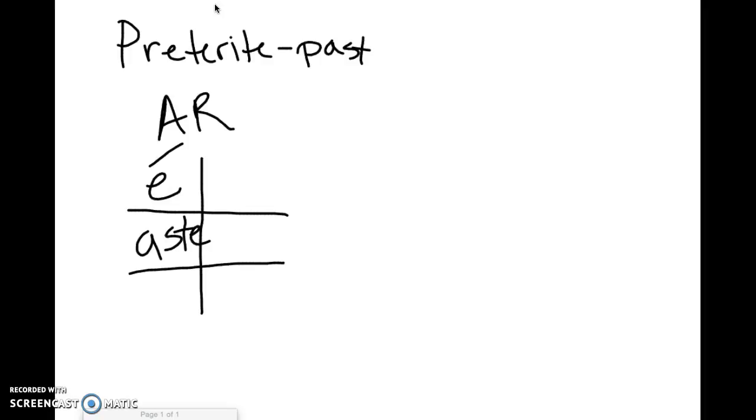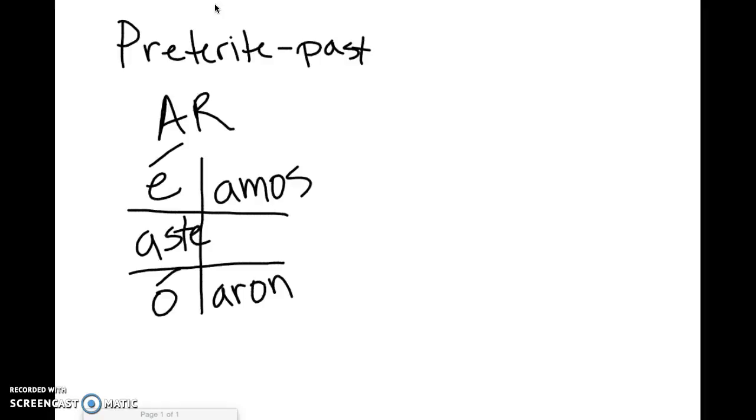The he, she ending is ó with an accent. That accent is critical, right? Because without it, you're just looking at the present tense yo form. The we form ending is amos. And the they form ending is aron. So a lot of this is very, very new to us.